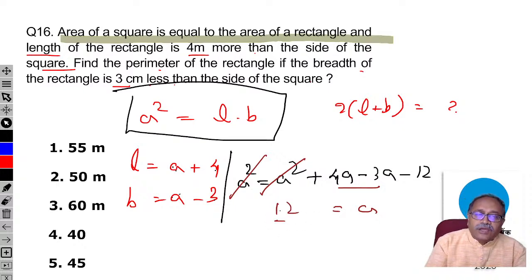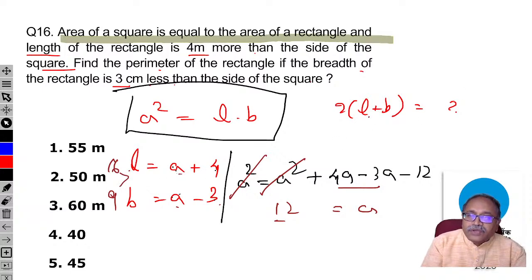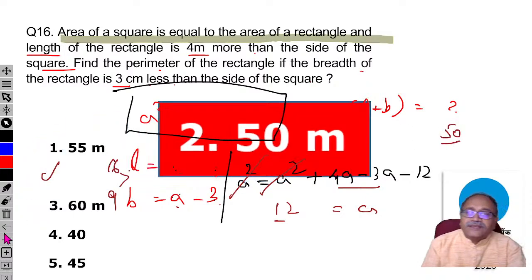So once I got the A, then I will get the L also. A plus 4, that is 12 plus 4 is 16, and 12 minus 3 is 9. So I need to find out the perimeter. So what is the sum of this? 25, and 2 times of 25 is nothing but 50, that should be the answer. So 50, option choice 2 is my answer.